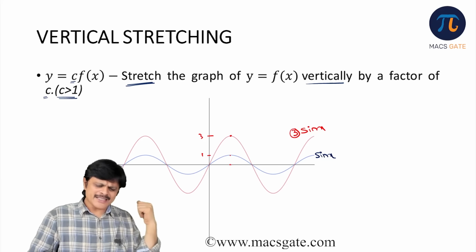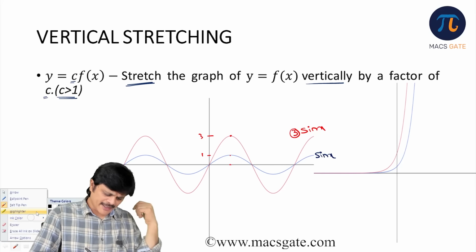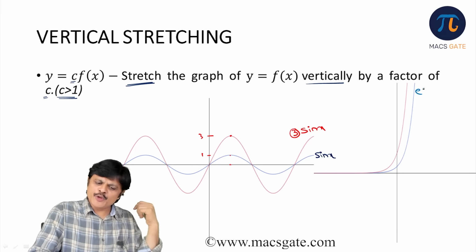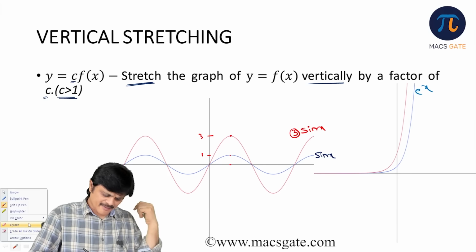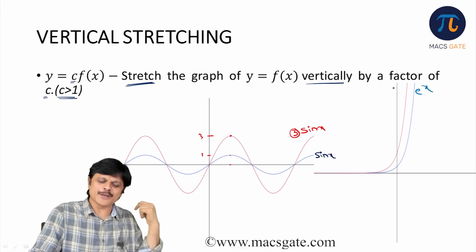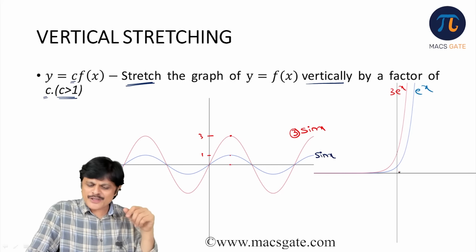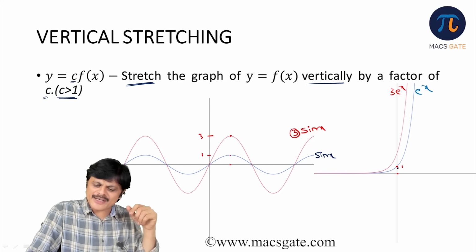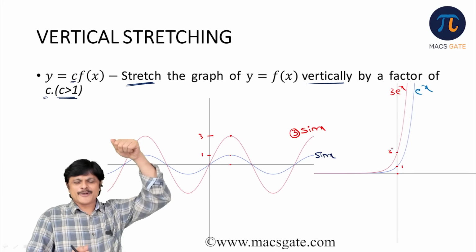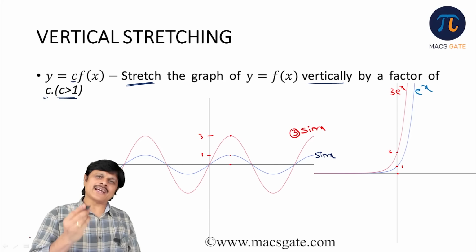You can see one more example. This blue one is e power x, whereas the red one is, sorry, not e power 3x, but 3 into e power x. At x equal to 0, e power x is 1, but 3 e power x is 3. Vertical stretch is happening.